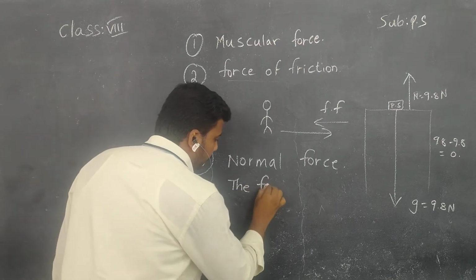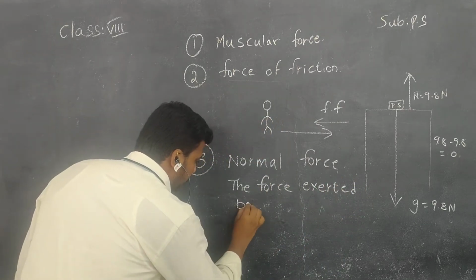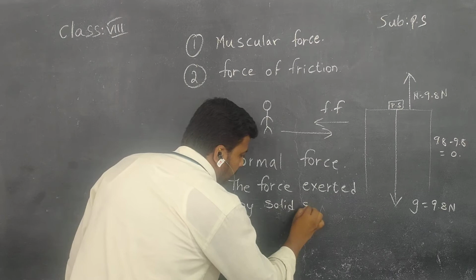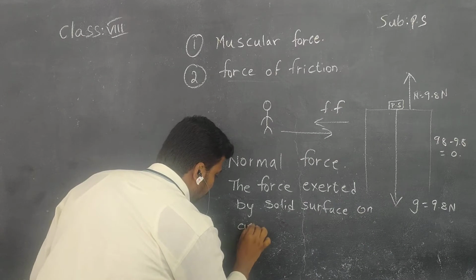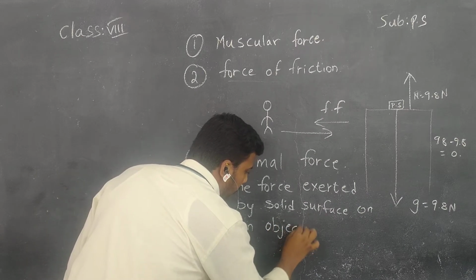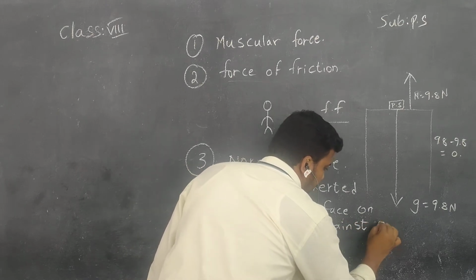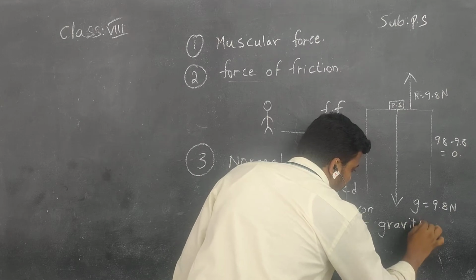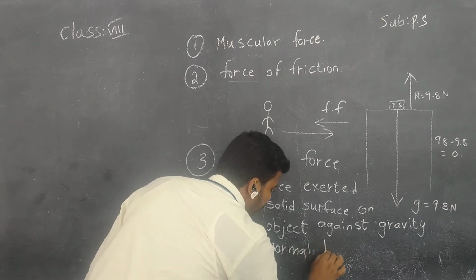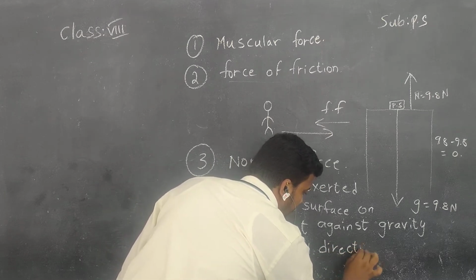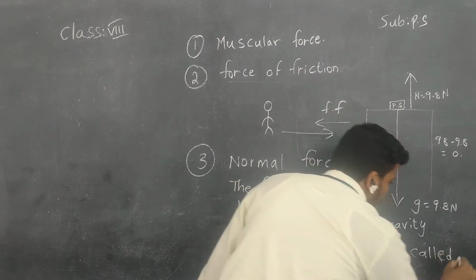The force exerted by a solid surface on an object against gravity in the normal direction is called normal force.